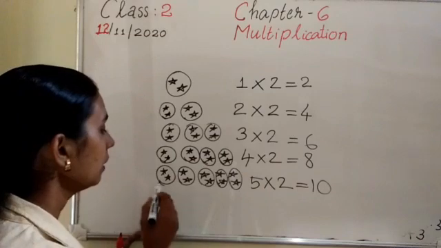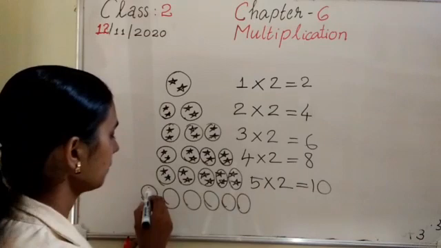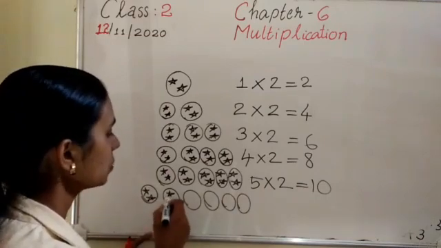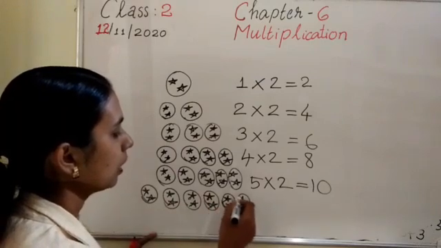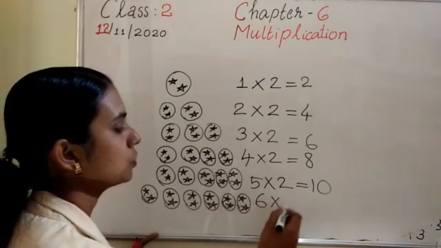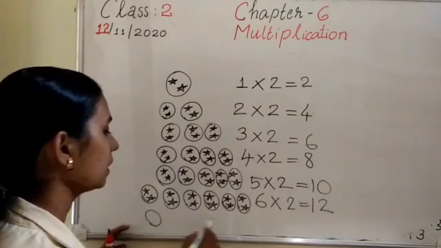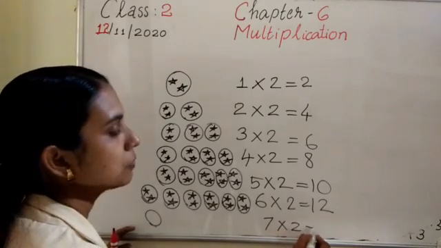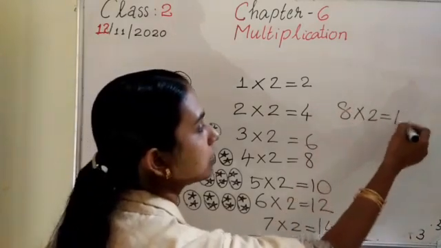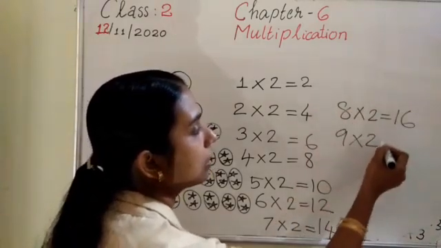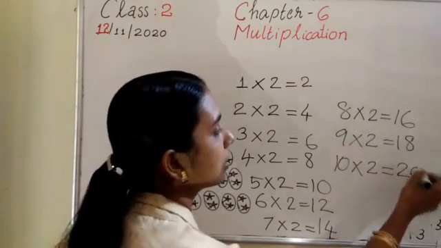The next one, you add one more. 6 groups. Each has 2. How many times 2? 6 times 2. It is 12. Then 7 groups. 7 2s are 14. Then 8 2s are 16. 9 2s are 18. 10 2s are 20. Okay?